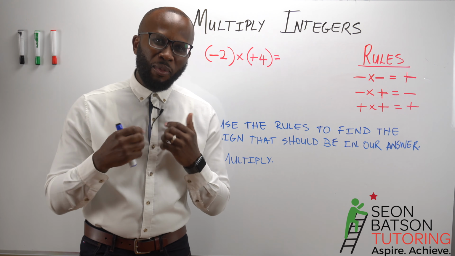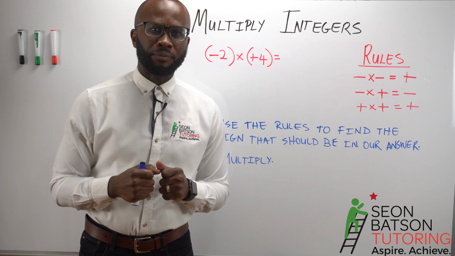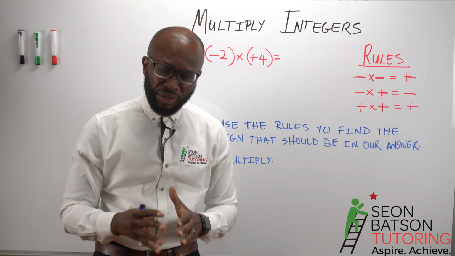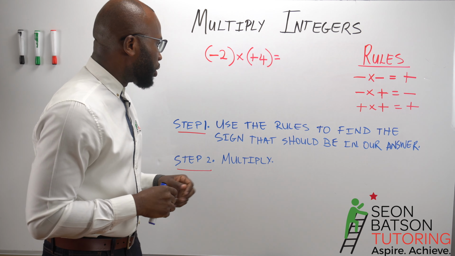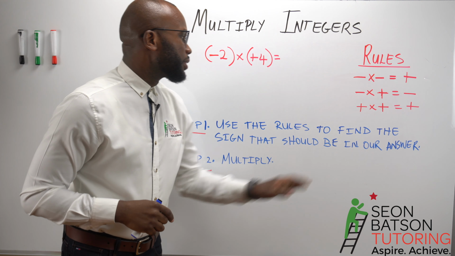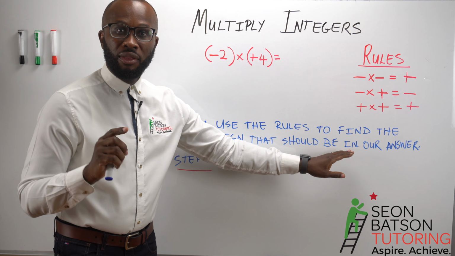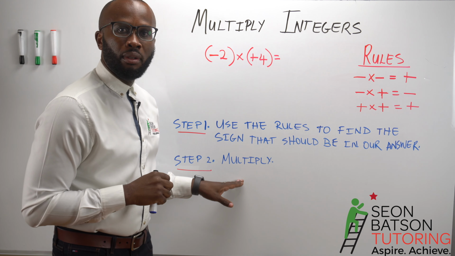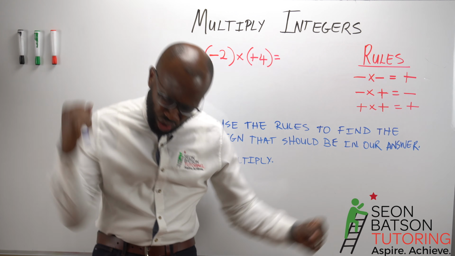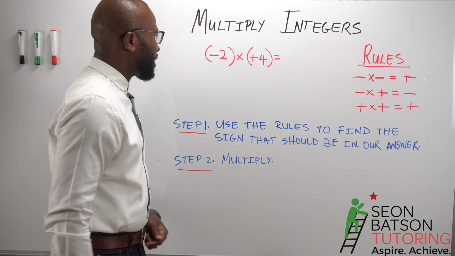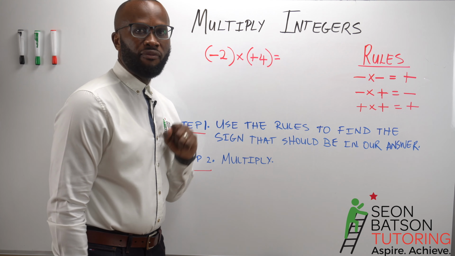Now, I am going to teach you 2 very simple steps that will help you master the skill of multiplying integers. Step 1, we are going to use the rules to help us find the sign that should be in our answer. Then step 2, we are going to multiply. That's it. How are you feeling? Super! Let's go to our first example here. We want to multiply -2 by +4.